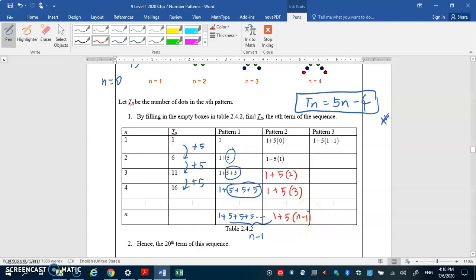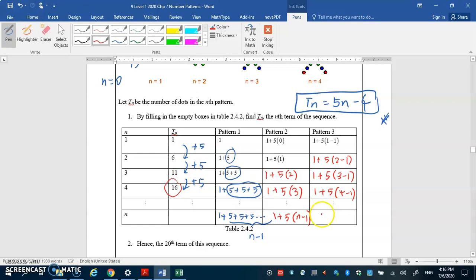Okay, associating it again with pattern 3, you will have 1 plus 5 times (1 minus 1). The 0 is 1 minus 1. Okay, so to get the 6 over here, it's 1 plus 5 times (2 minus 1). Then when n equals 3, it will be 1 plus 5 times (3 minus 1). When n equals 4, it is 1 plus 5 times (4 minus 1), because 4 minus 1 is 3. There are three 5s. So 3 times 5, 15, plus 1 gives you the 16 over here.